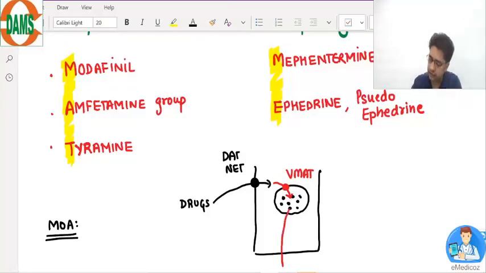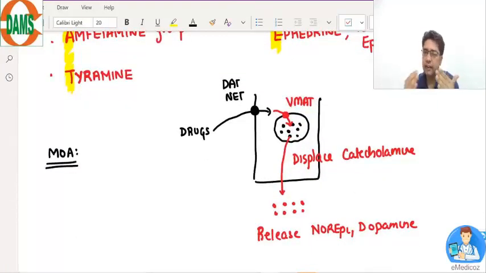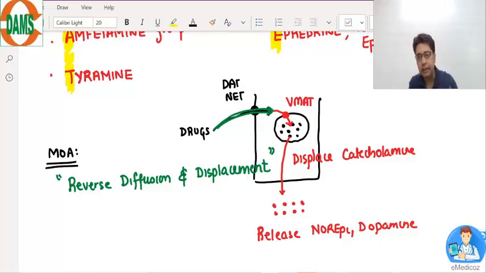When they enter into the vesicle, they displace catecholamine, and these catecholamines are released. So it will release norepinephrine, dopamine, etc. They cause an increase in displaced catecholamine and it gets released. Now, this whole process, the drug going inside the neuron, is known as reverse diffusion and displacement of catecholamines. Very simple. So they will cause release.